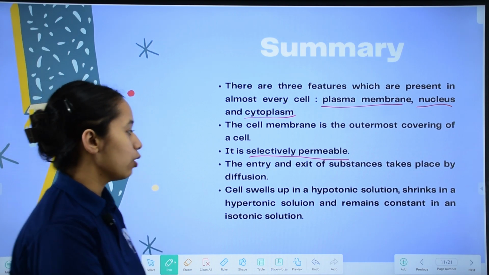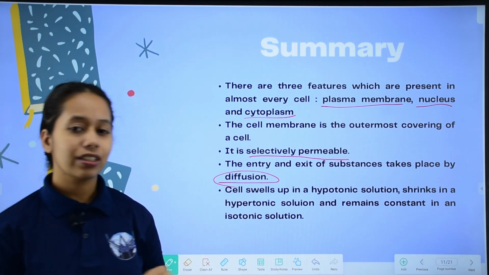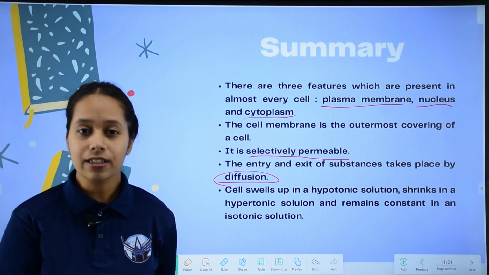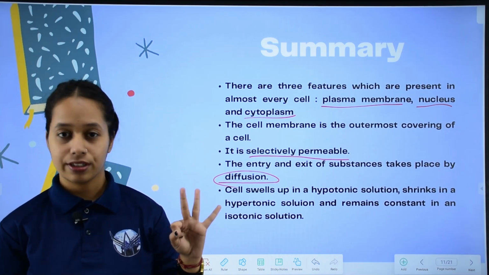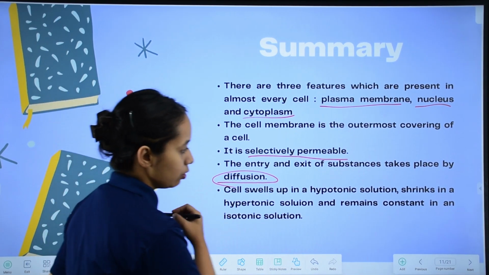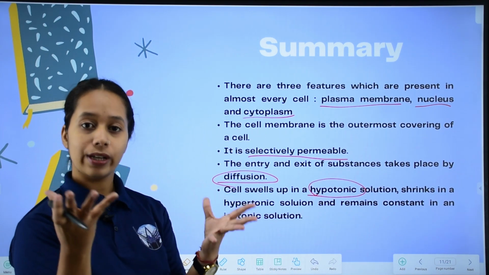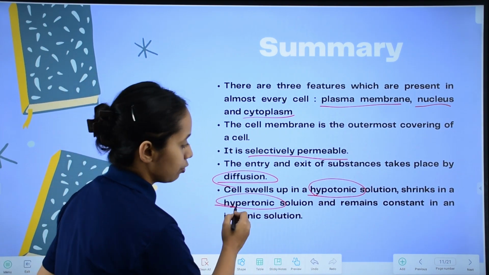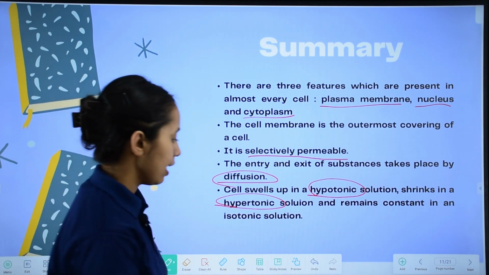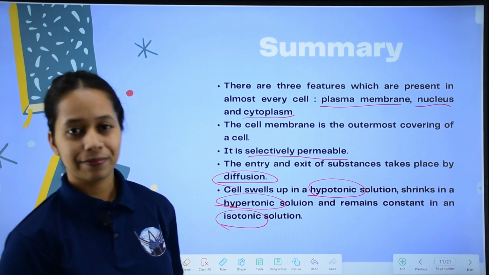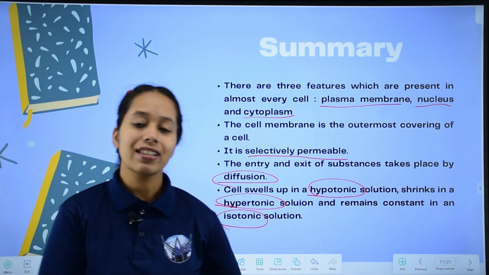The process involved is diffusion, and then after that we also discussed osmosis and we discussed three solutions. That is, we discussed hypotonic solution where the cell swells, hypertonic solution where the cell shrinks, and then isotonic solution. This was everything that we discussed last class.